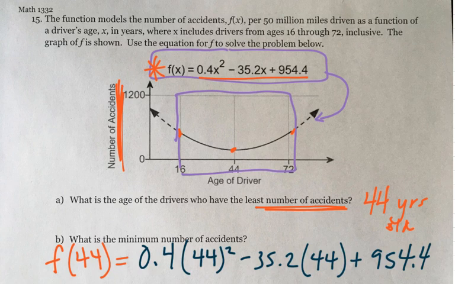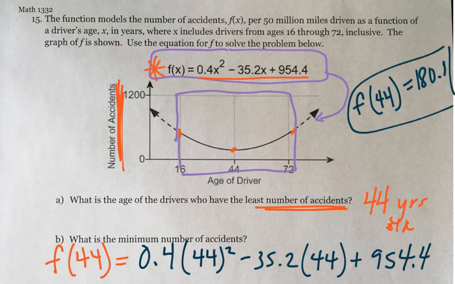When we calculate this, we get 180.1 accidents. So for drivers who are 44 years old, the output of how many accidents they have is 180.1. Maybe it will let me type. There we go. Okay, so that is our answer to part B.